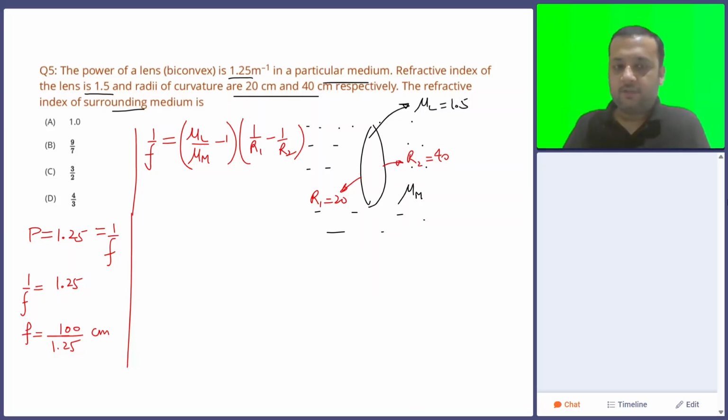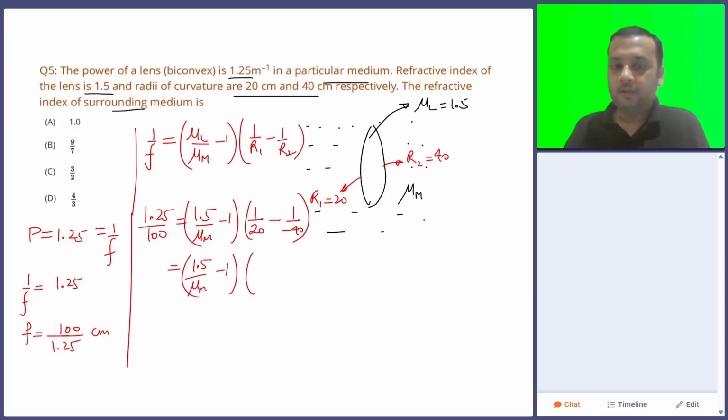So now 1 by f is how much? If you do 1 by f, you will get 1.25 upon 100. That will be equal to mu l, which is 1.5, upon mu medium, which we have to calculate, minus 1 into 1 by r1. R1 is 20 and R2 is minus 40, because the center of curvature of R2 is on the left side and the ray was going towards the right side. So that means how much we will get? 1.5 by mu medium minus 1. This will be 1 by 20 plus 1 by 40. That means 2 by 40 plus 1 by 40, which means 3 by 40 into 1.25 divided by 100. Okay. So you can bring 40 by 3 on the LHS. So 1.5 by mu medium minus 1.